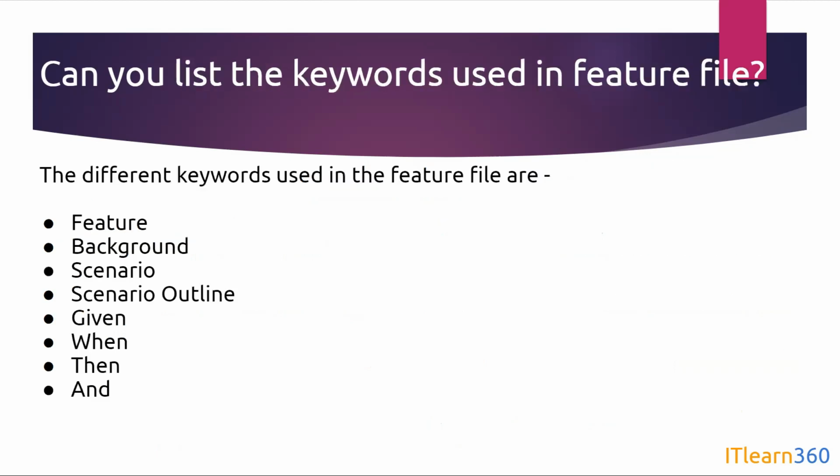The next question is, can you list the keywords used in a feature file? These are the main keywords used in the feature file. You need to remember these keywords because all of them are important. Later you can study the implementation of each keyword, describing in one line what the Feature keyword means, what Background means, in which scenarios we use these keywords, or which statement line we use these keywords in.